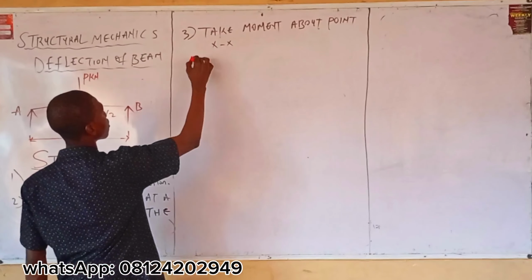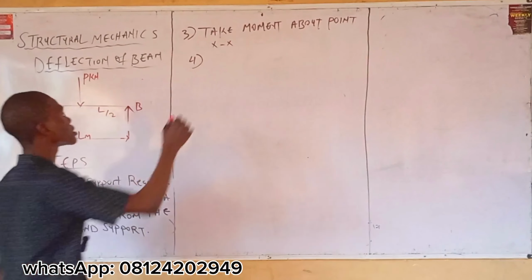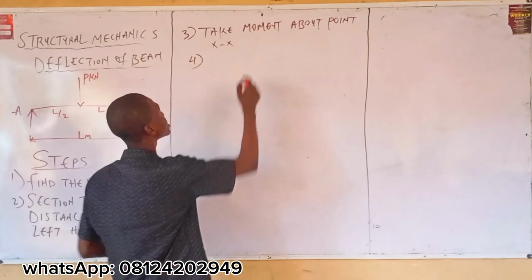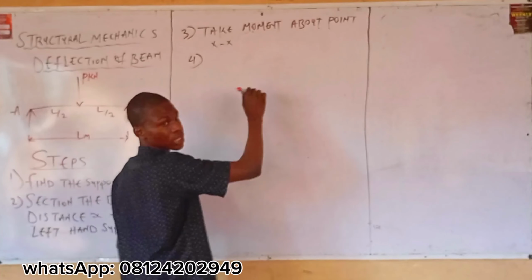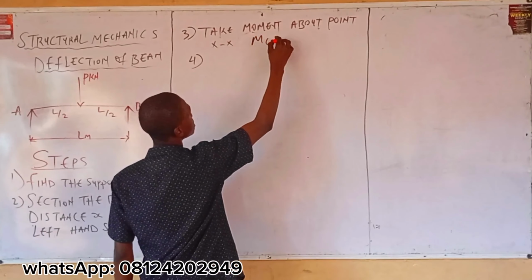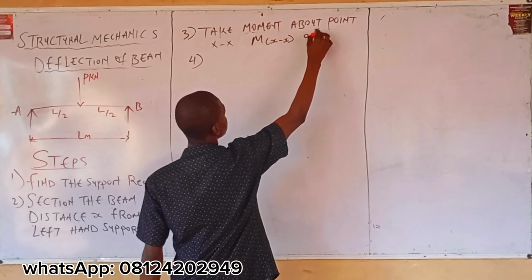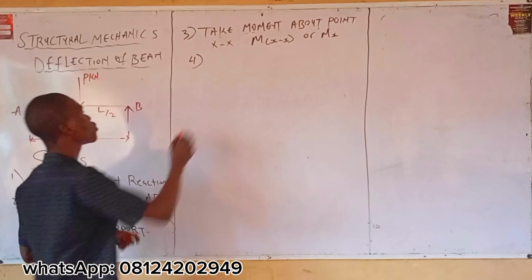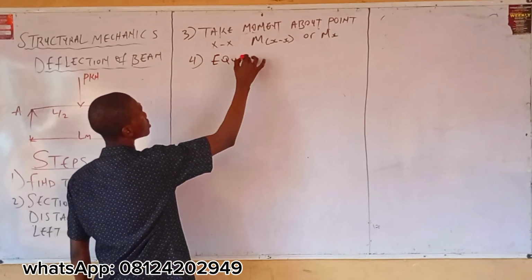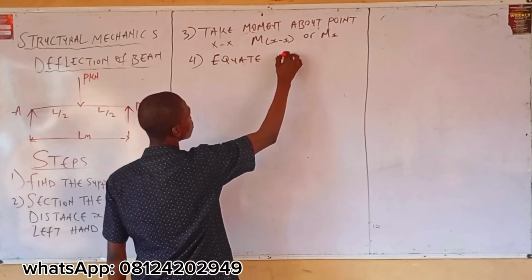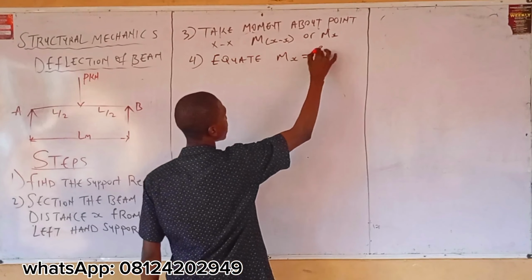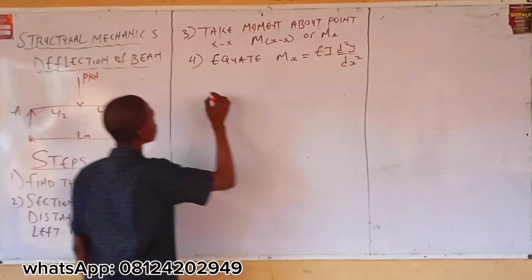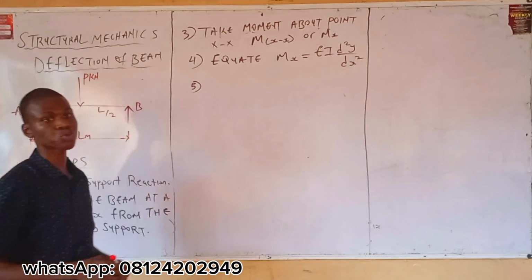Number 4, equate. When you take your moment about the point you've sectioned, denote your moment as M(x). That was step 3. Now step 4, equate the moment to EI d squared y over dx squared. Number 5, integrate once.